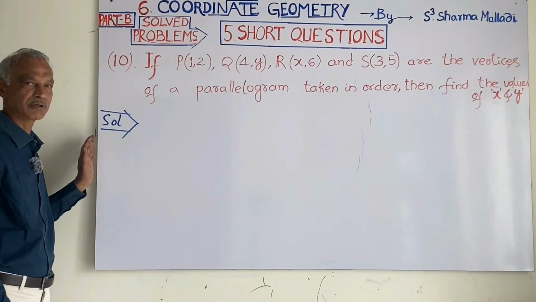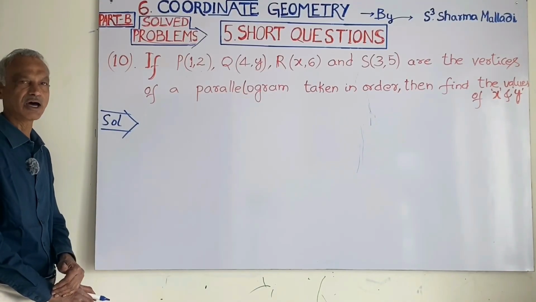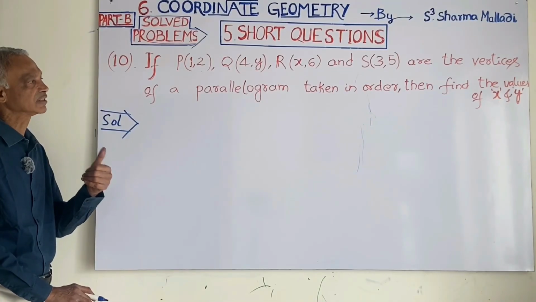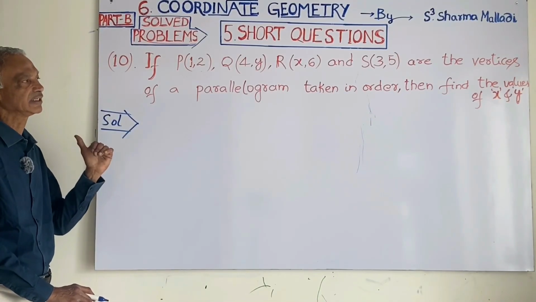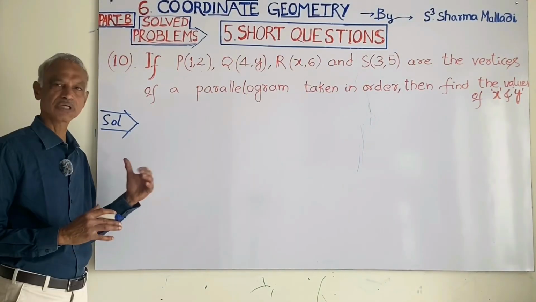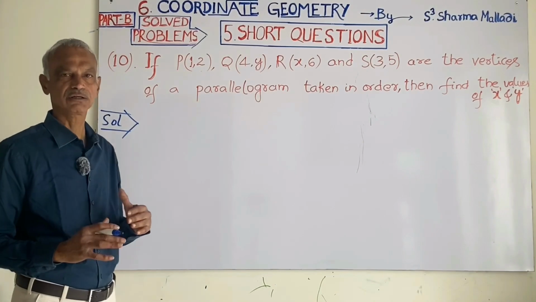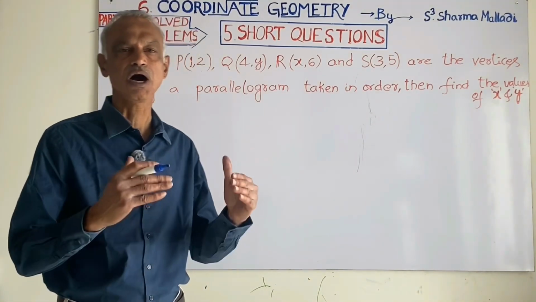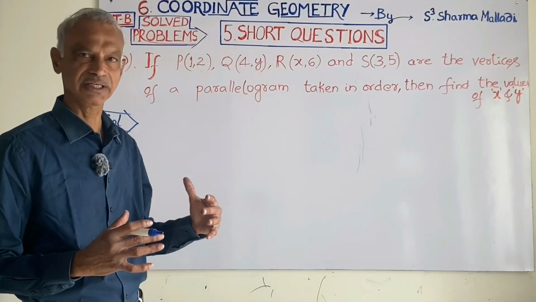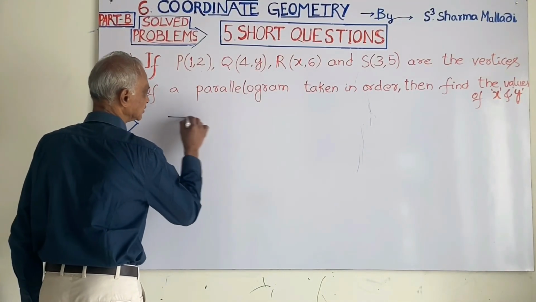Now what is the 10th problem? If P(1, 2), Q(4, y), R(x, 6) and S(3, 5) are the vertices of a parallelogram taken in order, then find the values of x and y. Now, to solve this problem, we should know the properties of a parallelogram. In a parallelogram, opposite sides are equal, opposite sides are parallel, and diagonals bisect each other. Now, you take a parallelogram.